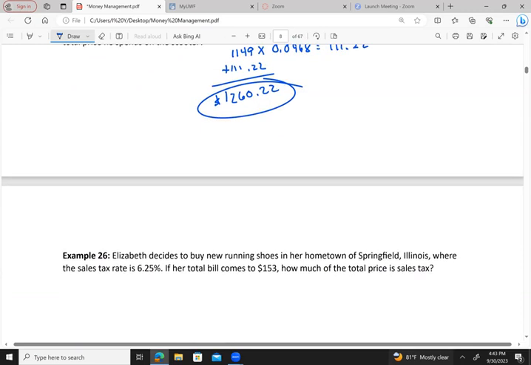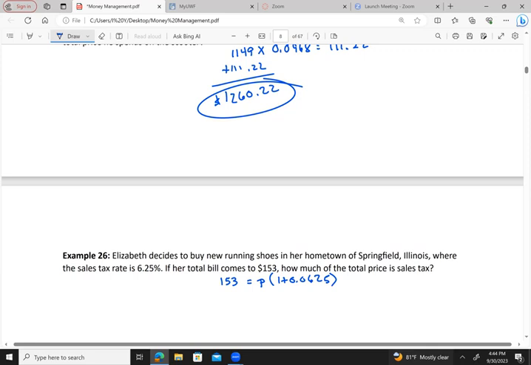Okay, next up, Elizabeth decides to buy new running shoes in her hometown of Springfield, Illinois, where sales tax is 6.25%. If her total bill comes to $153, how much of the total price is sales tax? So my setup is this: 153 equals my purchase price times 1 plus my sales tax rate, which is 0.0625.